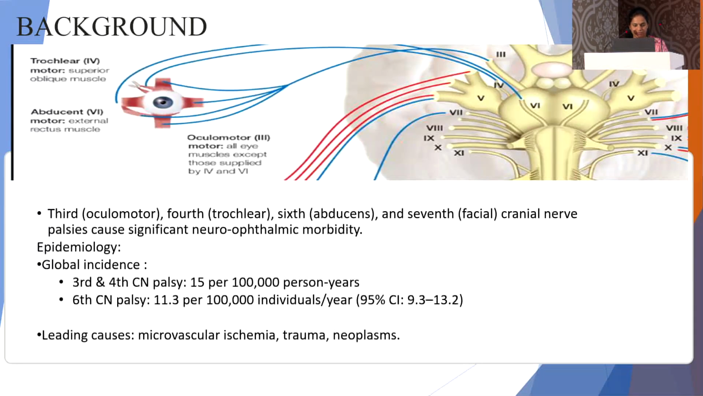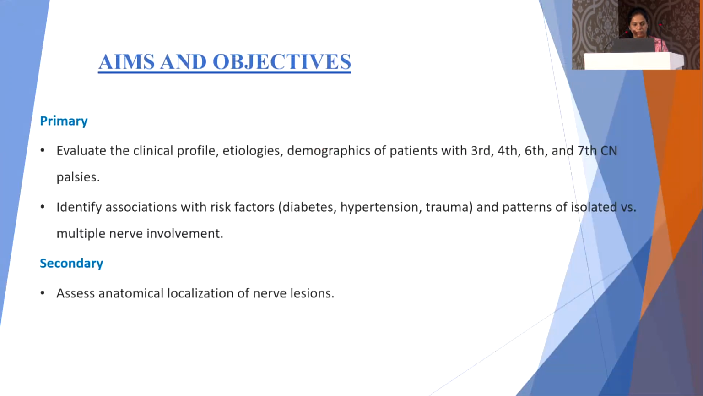Global incidence is 11.3 per 1 lakh for the sixth nerve, and for the third nerve it is 15 per lakh. Leading causes noted are microvascular ischemia, trauma, and neoplasm. The aim of this study is to evaluate the clinical profile, etiology, and demographics of patients with third, fourth, sixth, and seventh cranial nerve palsy, and to identify association with risk factors diabetes, hypertension, trauma, and the pattern of isolated versus multiple nerve involvement. The secondary objective was assessment of the anatomical localization of the nerve lesion.